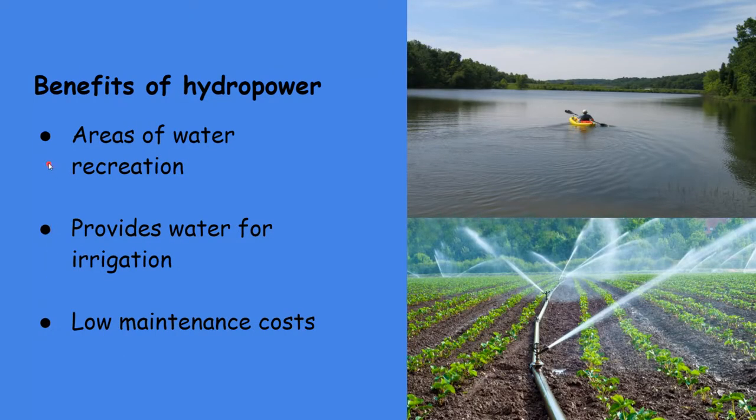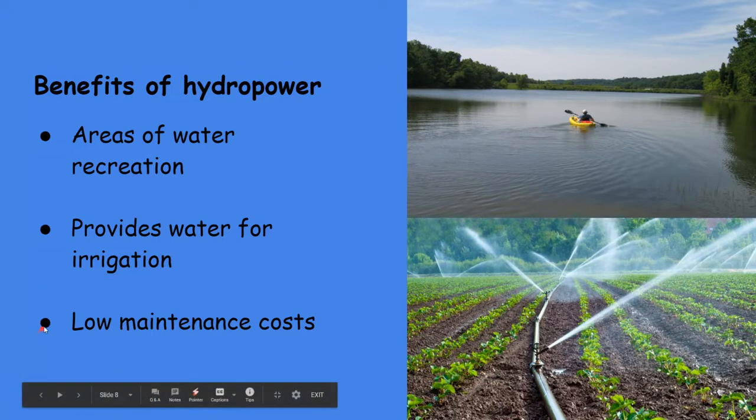Other benefits: it's an area of water recreation. So you can go kayaking, you can go canoeing, you could go swimming maybe. It depends on what you want to do. Also, along the sides of the river, you can go fishing and things like that. It also provides water for irrigation because you have a large reservoir, and so you can siphon off some of that water to irrigate crops. And it's low in maintenance costs because it's just water, right? So nothing toxic about it or anything like that.